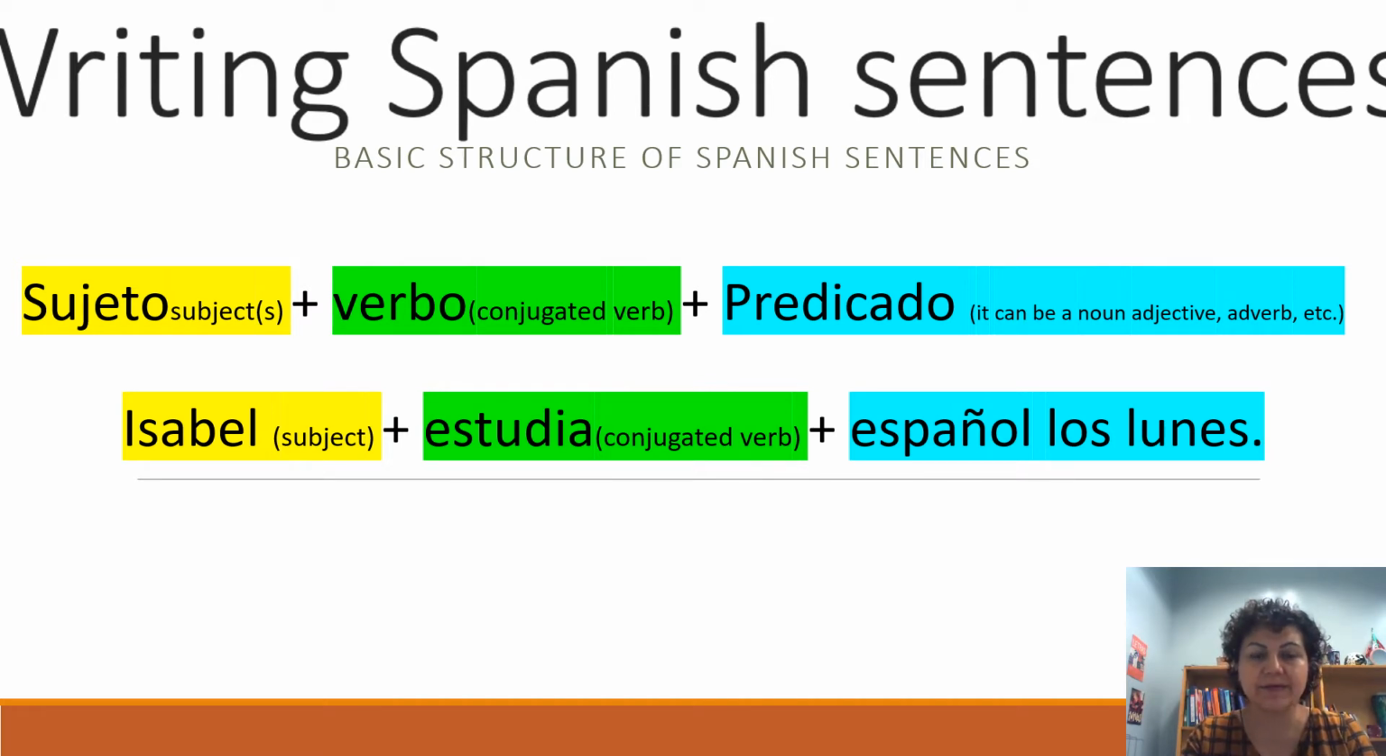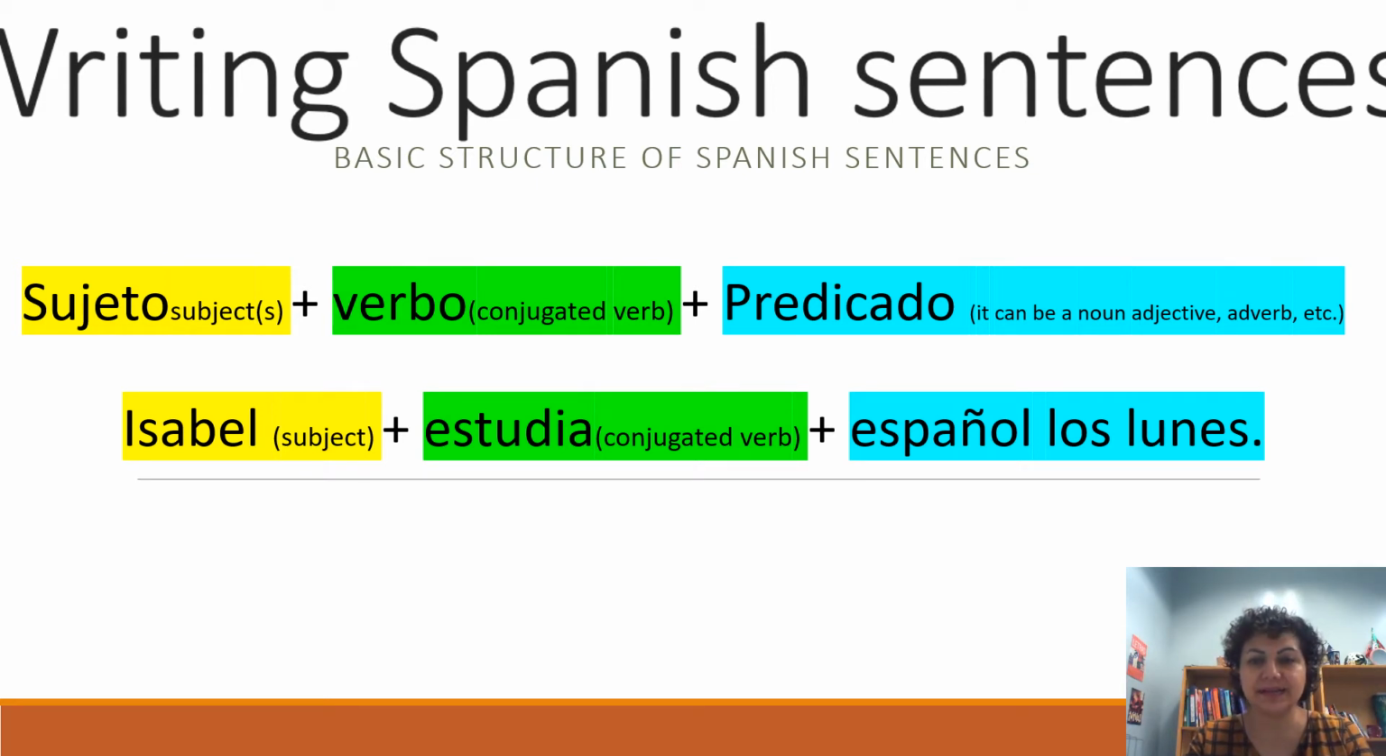For example, we have Isabel estudia español los lunes. Isabel is the subject, estudia is the action word, the conjugated verb. Remember, the conjugated verb is the verb that we use depending on the person, the subject that does the action. In this case, estudiar comes from the verb, remember, to study, and we drop the AR ending and we change it to the third person singular, estudia.